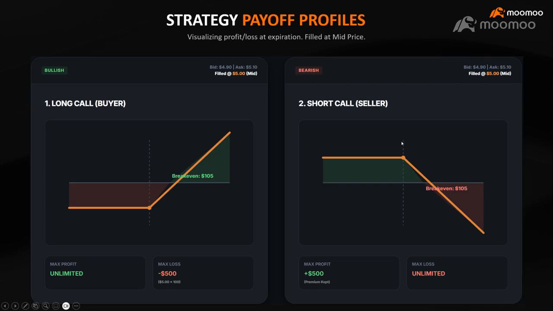Okay, got it? So remember, for the buyer you have limited risk but unlimited profit, while if you are shorting a call, you have a maximum profit and unlimited risk. Okay, this is what it means.